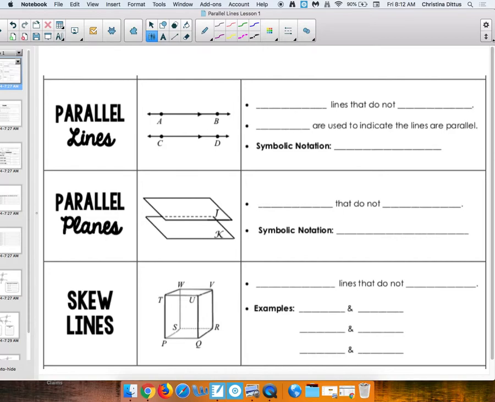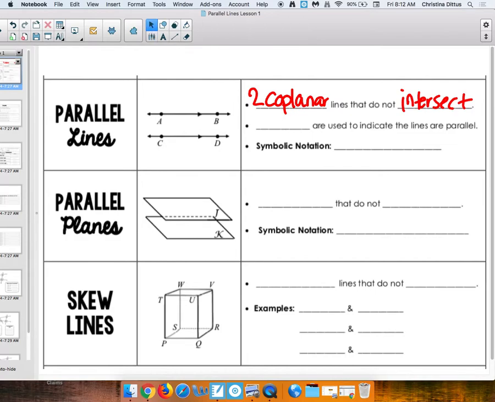So we have two. We're gonna throw in the word coplanar. What does coplanar mean? I don't know. That's probably why I failed. They're on the same plane. Two coplanar lines that do not intersect. So they have to be on the same plane.